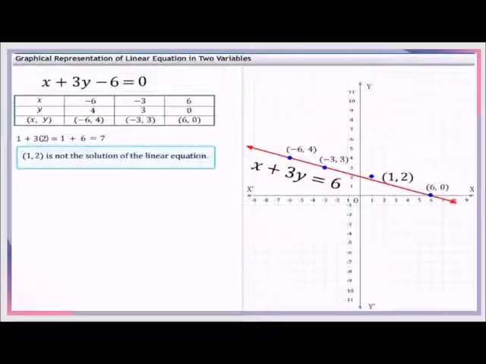Fine. Then if we take a point that is not on this straight line, that is (1, 2), then if we put the value of x as 1 and y as 2, the value of x plus 3y will come as 7, which is not equal to 6. Therefore the left hand side is not equal to the right hand side. Therefore (1, 2) is not a solution of the linear equation.